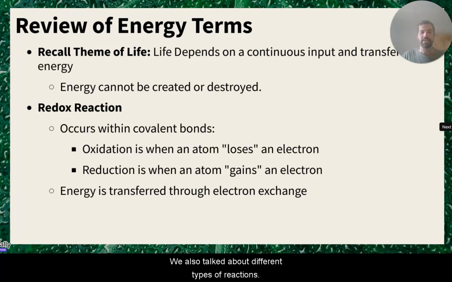We also talked about different types of reactions. So remember, we have those redox reactions, which are when covalent bonds are broken apart and reformed in different positions. There's usually some transfer of electrons. Some substances are losing electrons, while other substances are gaining electrons. Oxidation is when a substance is losing an electron. Reduction is when an atom is gaining an electron. So it's that transfer of electrons over the course of a reaction that's where that transfer of energy is going on.